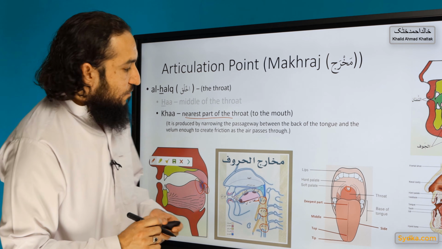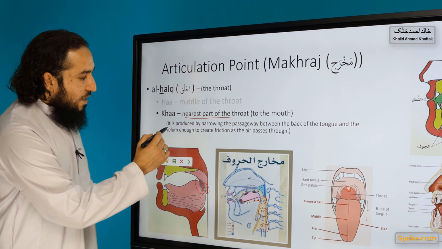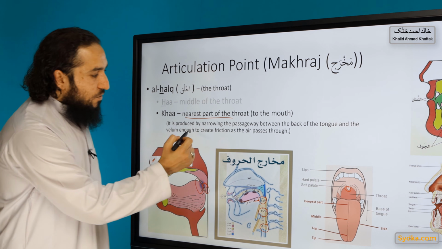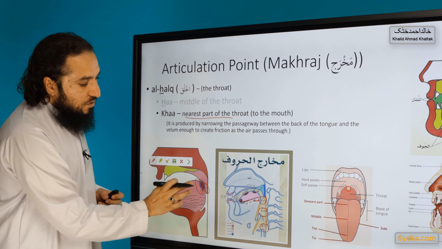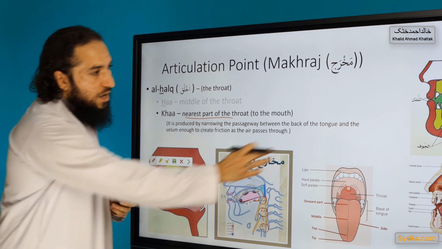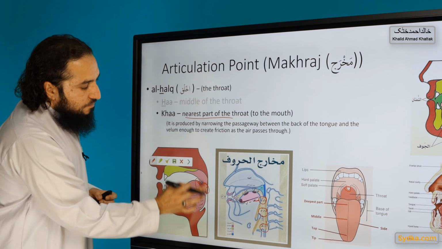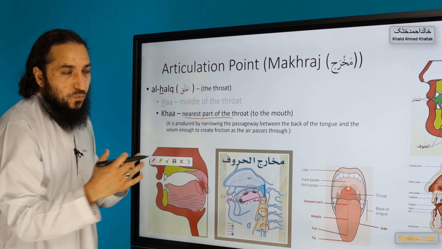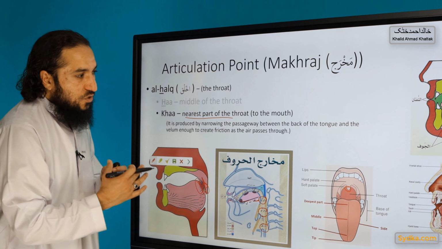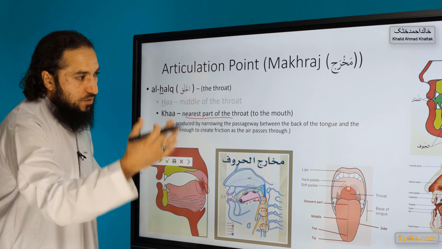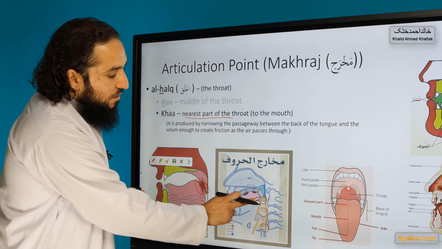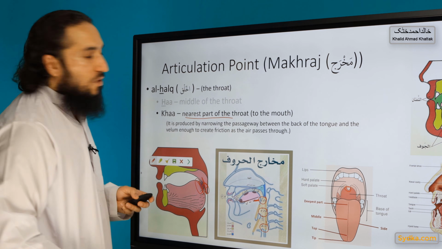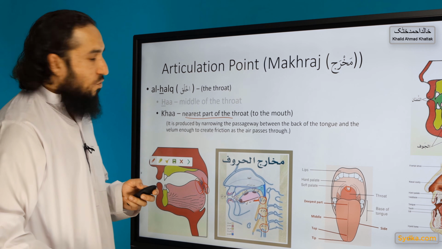Okay. So again, if we go through again, it is produced by narrowing the passageway between the back of the tongue, that's the back of the tongue, and the velum. That's the velum. And when they create friction as the air passes through. Okay, and this is the articulation point for Khaa, or the sound.